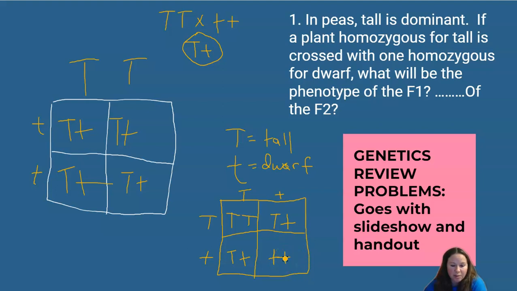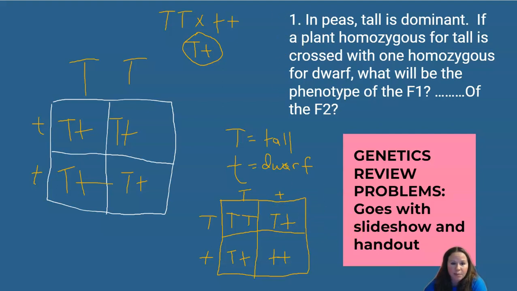I could also answer for what I expect for the genotypes. So that's where it would be 1/4 big T, big T, 1/2 big T, little t, and 1/4 little t, little t. So remember, when answering for genotypes, you're using letters. Phenotypes, you're using what the physical characteristic looks like.